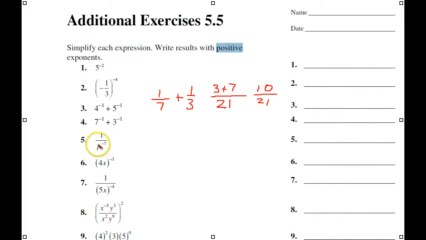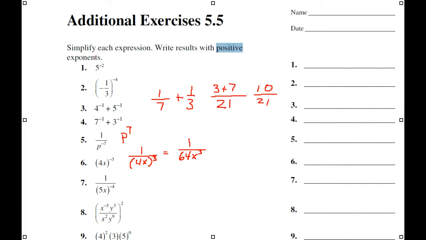Here, this is easy. We're just going to move it across the division bar, and it becomes p to the 7th. Now this then becomes 1 over, moving that down, and simplifying that. 4 to the third is 64, x to the third. Clear that up.